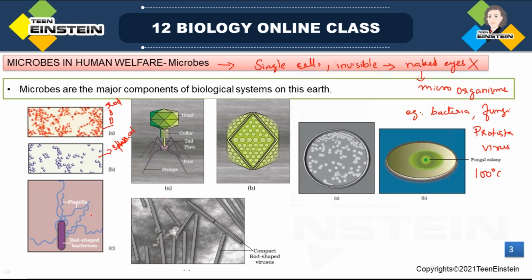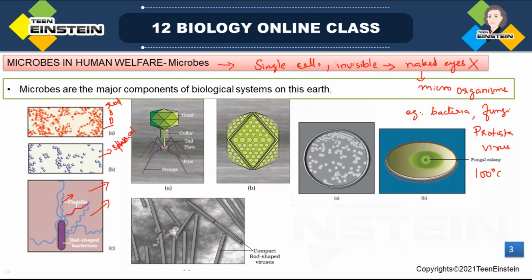Down here you can see a magnified one, a rod-shaped bacterium with flagella. Under that high magnification, you can see the complete structure. Here the flagella are marked. These are the flagella. I'm saying about the different shapes of bacteria itself. We have learned about this.